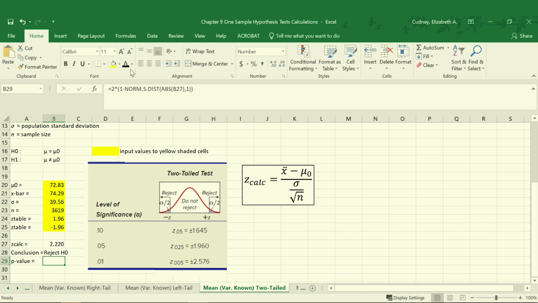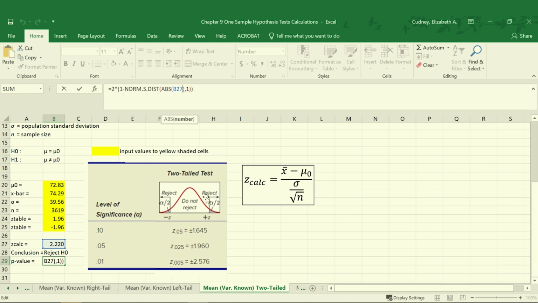We can also calculate our p-value. Our p-value, we're going to multiply times 2 because we have two tails in the distribution. And we're going to set it up as 1 minus our NORM.S.DIST distribution of the absolute value of B27, which was our z calculation. Since our z calculation could be positive or negative, since it's two-tailed, we're going to take the absolute value of that. So it's always going to fall on the right half of the distribution, which is why we're subtracting it from 1.